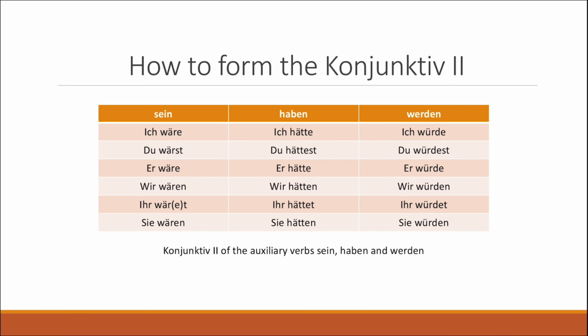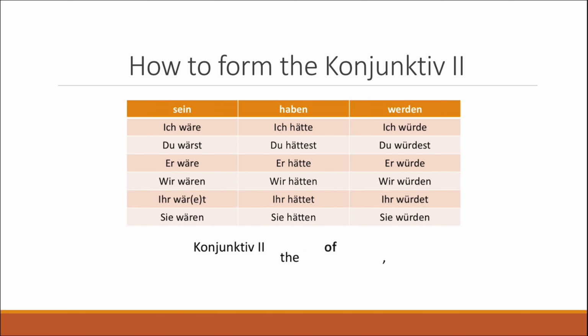Now, how do we form it? Well, there are three different cases. First, we have the three most important verbs, which are the auxiliary verbs sein, haben, and werden. So you kind of have to memorize these three tables, so these three conjugations. Sein would be ich wäre, du wärst, er wäre, wir wären, ihr wärt, sie wären. Haben would be ich hätte, du hättest, er hätte, wir hätten, ihr hättet, sie hätten. And werden would be ich würde, du würdest, er würde, wir würden, ihr würdet, sie würden.